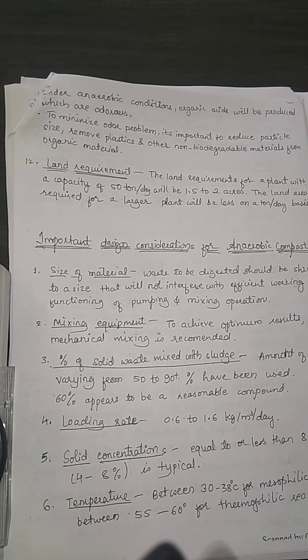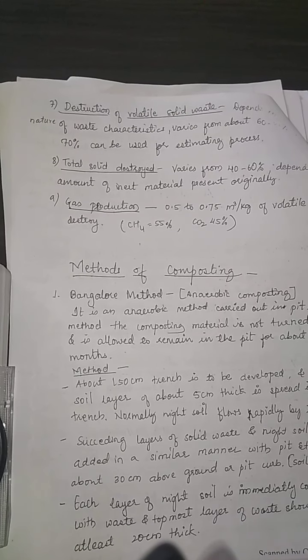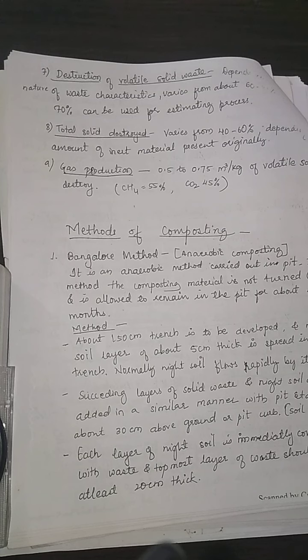Then we will see some of the types of aerobic and anaerobic composting, that is the Bangalore and the Indore methods. Now the first method of composting is anaerobic composting. We have the Bangalore method. This is nothing but anaerobic compost.